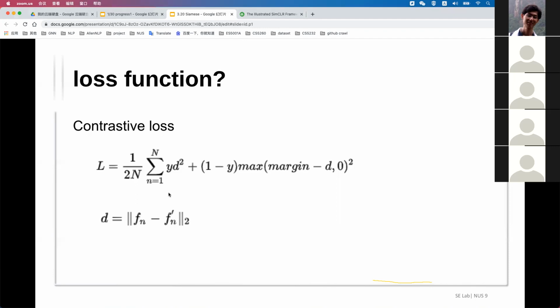And look at the formula. If y equals 1, it means the pictures are similar. Then the loss becomes just the former part. So you want to minimize the distance between the similar inputs. And if y equals 0, that means the inputs are not similar. So you just look at the latter part. You want to maximize the distance between the two inputs.